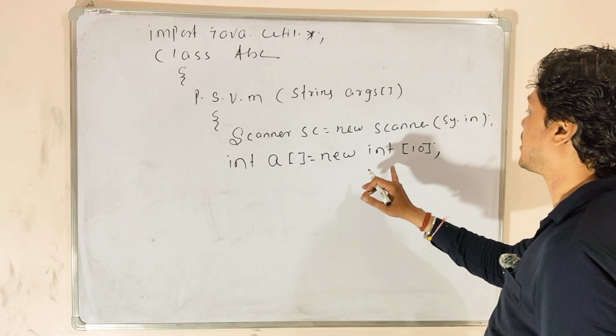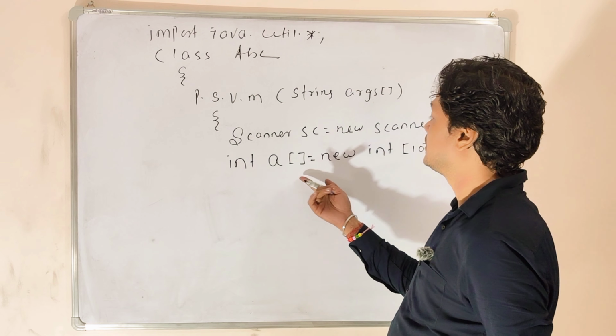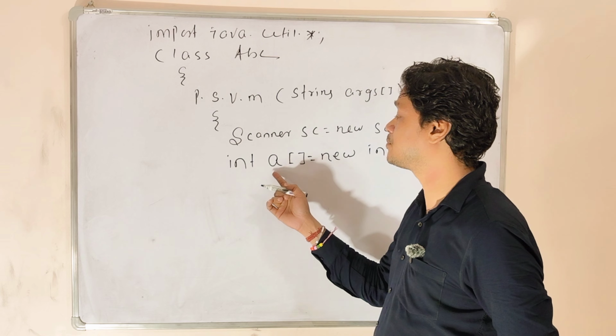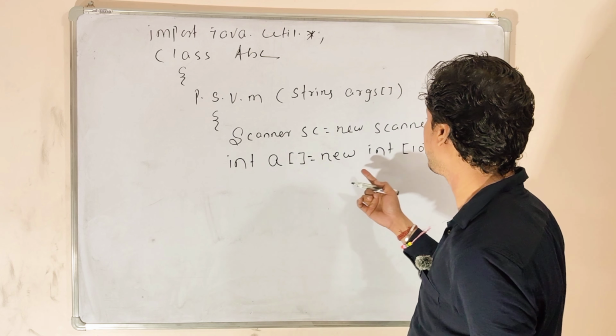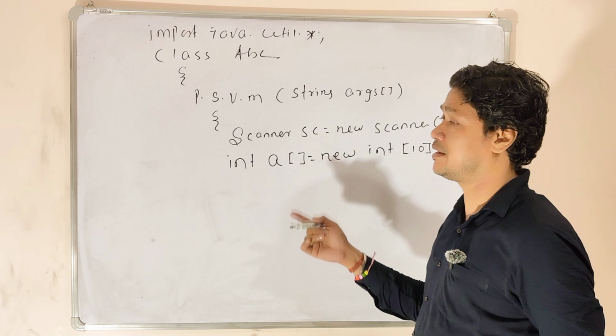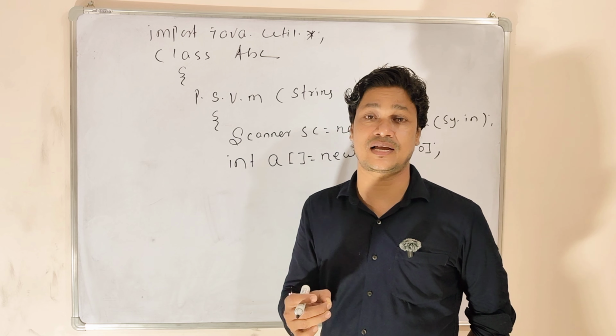This is your array declaration. Got it? Yes, sir. This array is of which type? Integer type. The name of the array is A. And how many elements can be stored into it? Sir, 10. That means this array A is going to store 10 integer elements inside it.